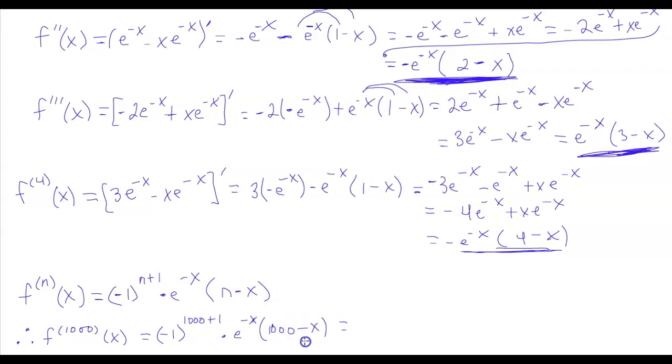All right, and so of course 1,000 plus 1 is 1,001, which is an odd number. So that result would be a negative. And we just have negative e raised to negative x times 1,000 minus x. And that is what the 1,000th derivative of this particular function would be.